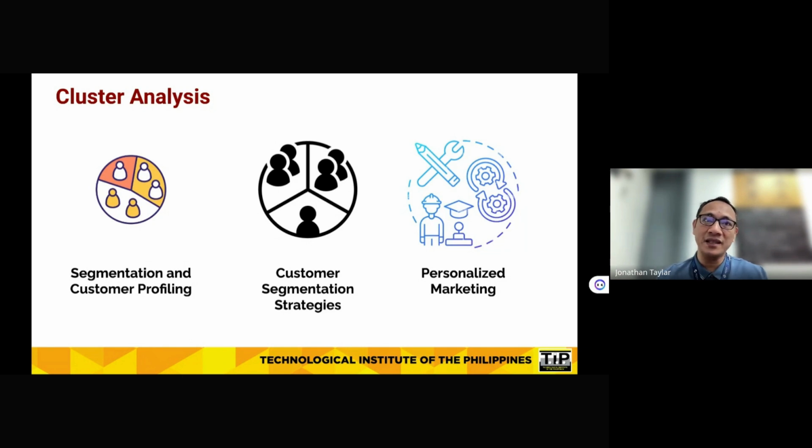Businesses can enhance customer engagement. It increases conversion rates and drives long-term customer loyalty and satisfaction. And nowadays, many businesses are incorporating AI, particularly cluster analysis, in providing insights with their customer profiling and segmentations.